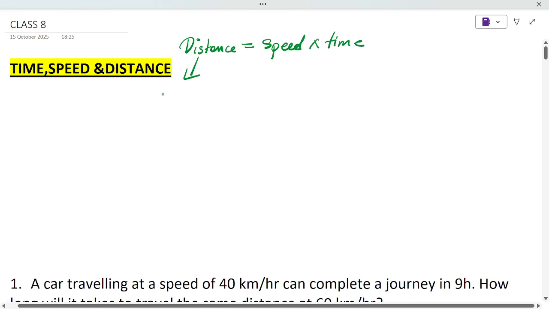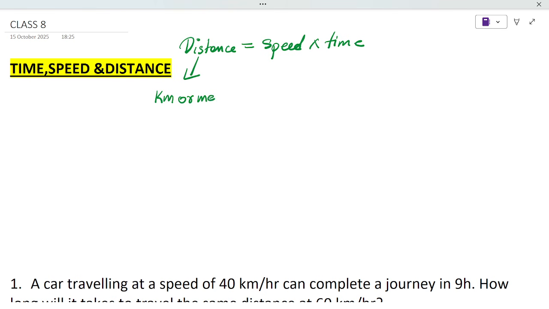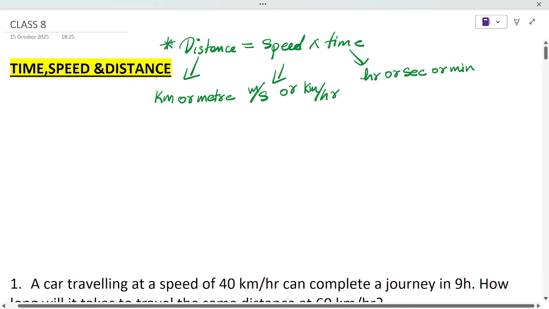SI unit of distance will be either in kilometer or in terms of meter. Speed will be either meter per second or kilometer per hour. Time will be either hour or second, and do not be surprised even if you see it in terms of minute also. Now this is the definition of distance. From distance definition we can get speed also, time also.